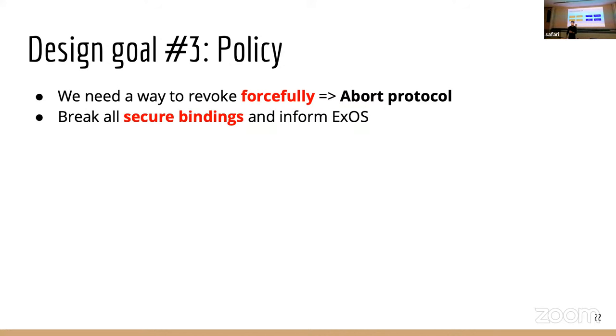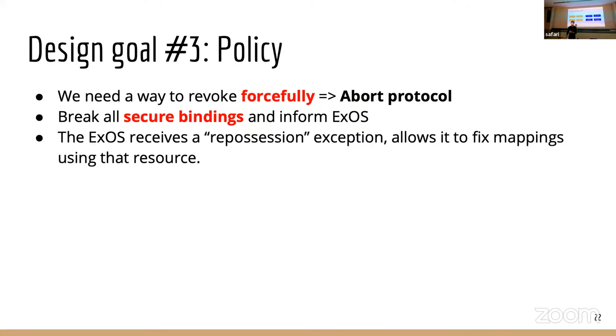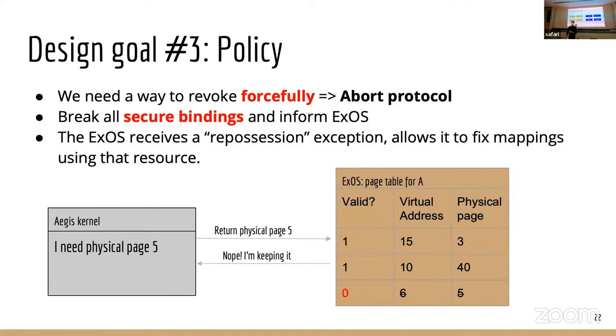Every single secure binding of the XOS is broken, and the XOS receives a repossession exception, which allows it to fix mappings using that resource. So now, if the same scenario happens as in the previous slide, IGES sends a repossession exception, and XOS either has to update its state or risk having the data in page 5 overwritten.